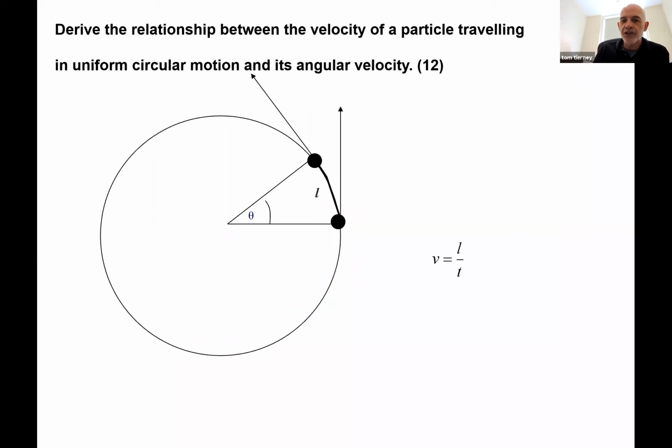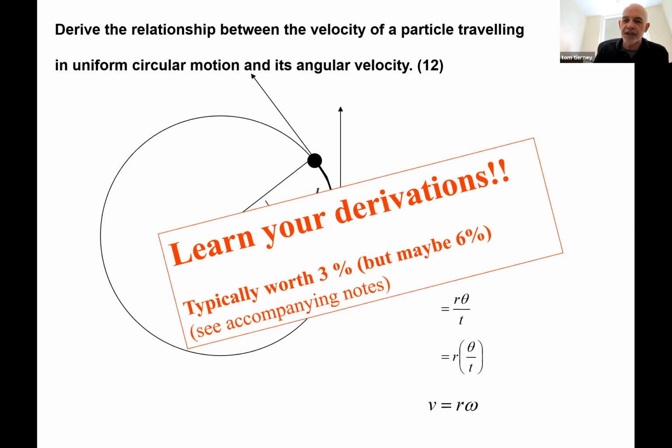A derive relationship. So here it's the derivation of v equals r omega. That's what it looks like. I won't explain the whole thing, it's all in the notes, all in your textbook, but that'd be worth 3 or probably this year more like 4%.